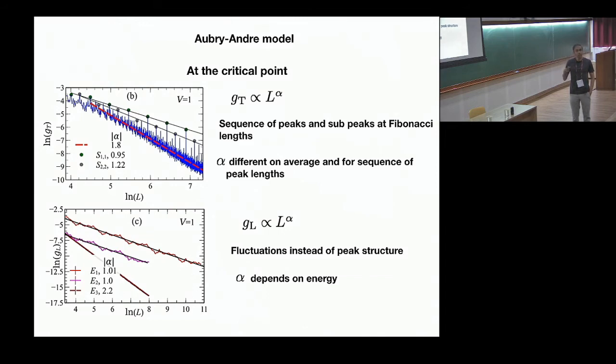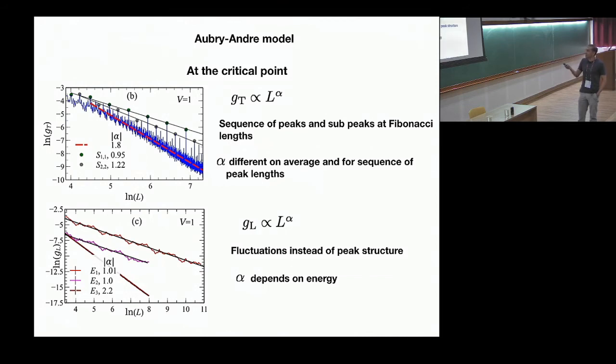So there is a particular way in which you can think of the duality for this value of the irrational number in this model, and that gives you the structure of peaks. But the important thing is that this alpha exponent is actually different on average. If you draw some average line here, ignoring the peaks, and for a sequence of peak lengths, then depending on the particular sequence you're looking at, you can get a different exponent. And that exponent can also depend on the energy that you're looking at.